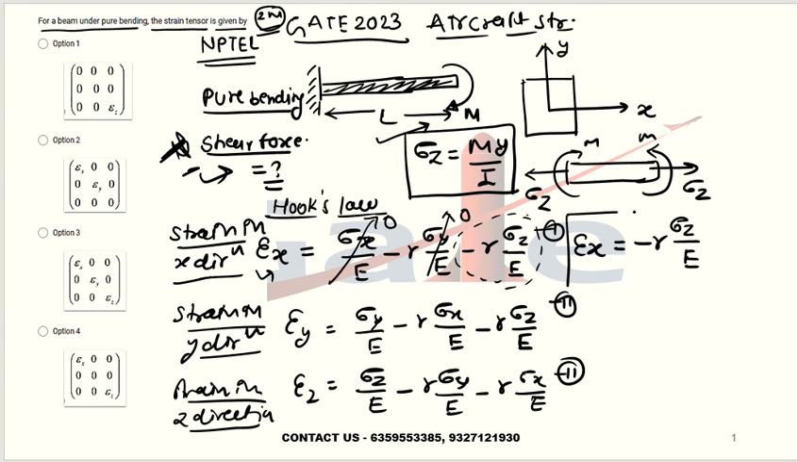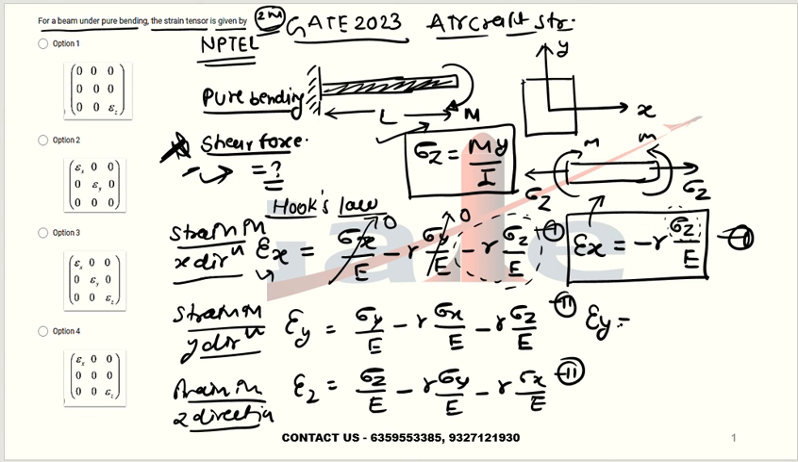That means you will get strain in x direction. Even though you don't have a stress in x direction, you are still getting a strain in x direction, provided you have a stress in z direction. I hope you got it. So this becomes one equation.